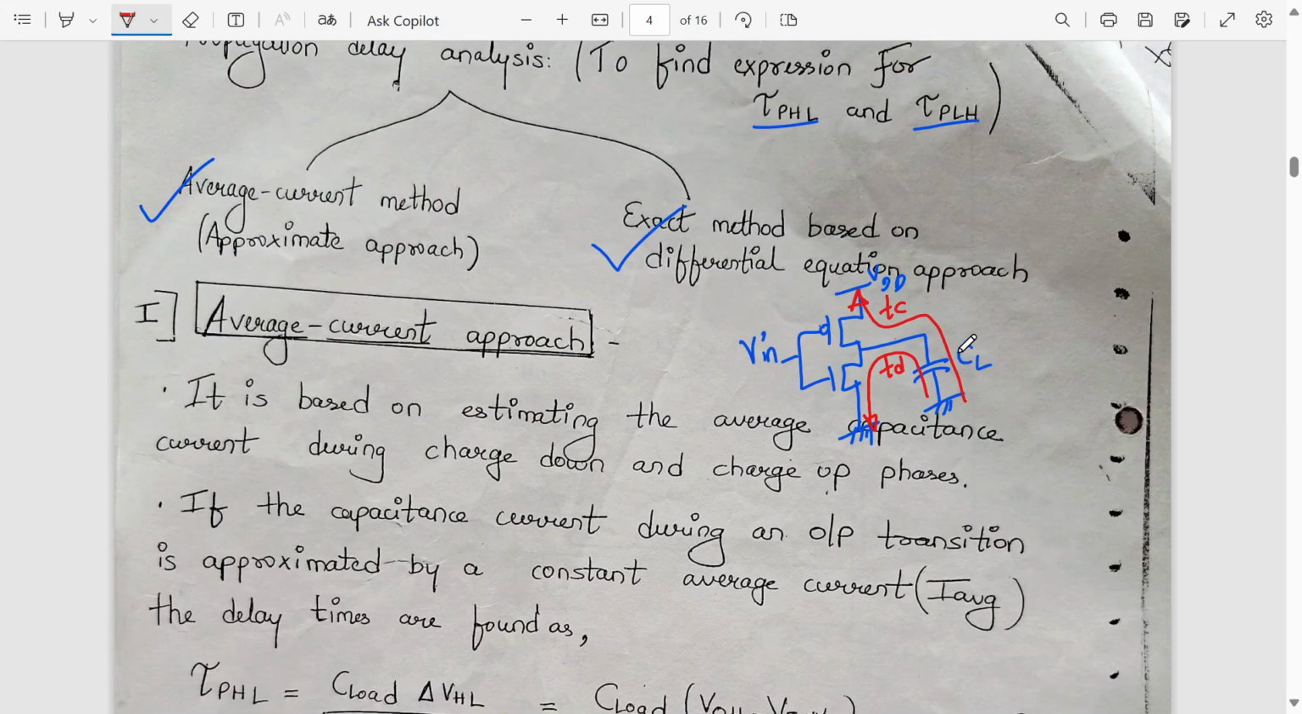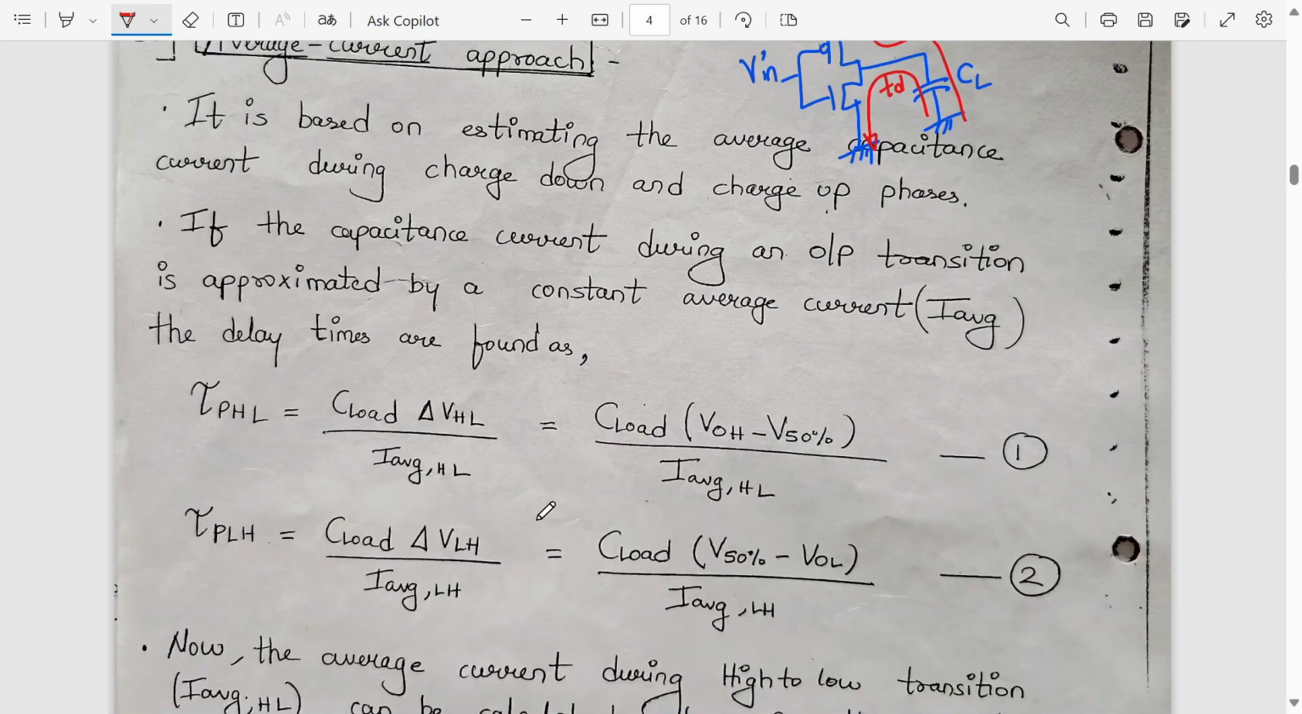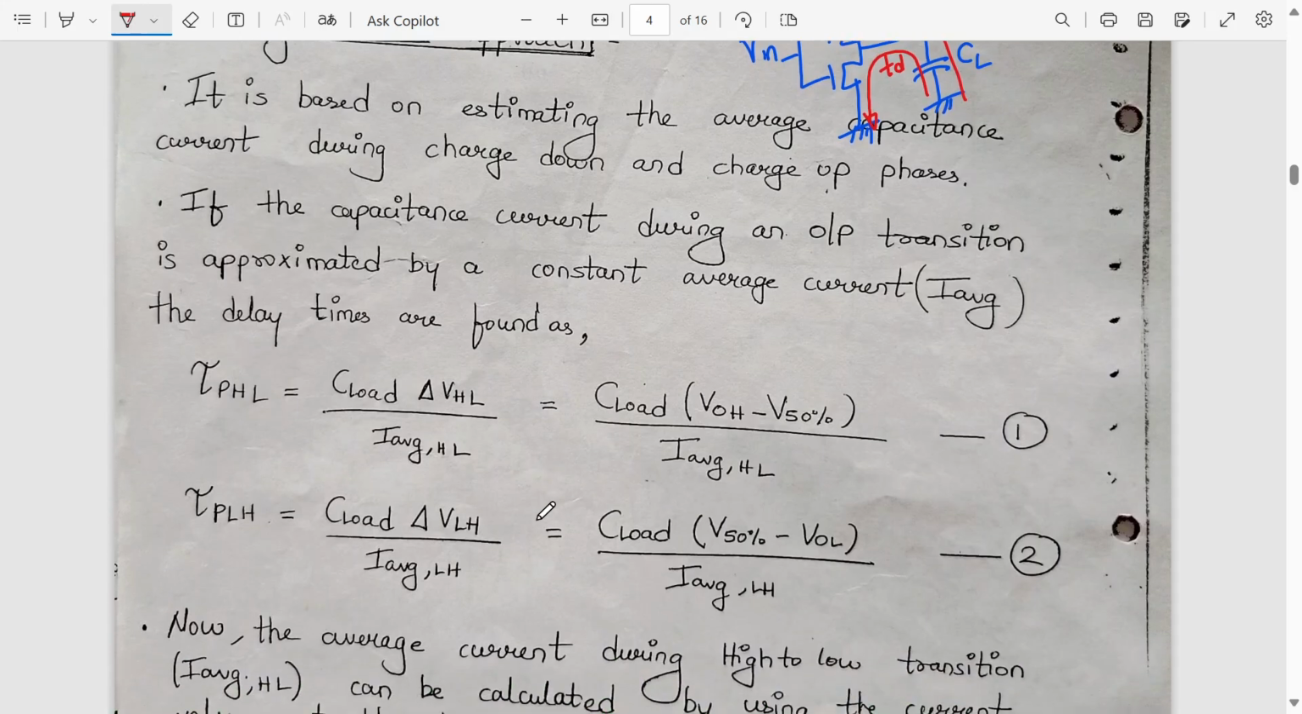So they are saying that whenever this is charging, there will be a constant current flowing through the capacitances. This is how they are given. Now delta VHL will be given by VOH minus V50%, and delta VLH will be given by V50% minus VOL. For a CMOS inverter, VOH is VDD, VOL is 0. For the timing, we have written general expressions. It can be applicable for a resistive load inverter also. Now the average current during high to low transition can be calculated by using the current values at the beginning and the end of the transition.